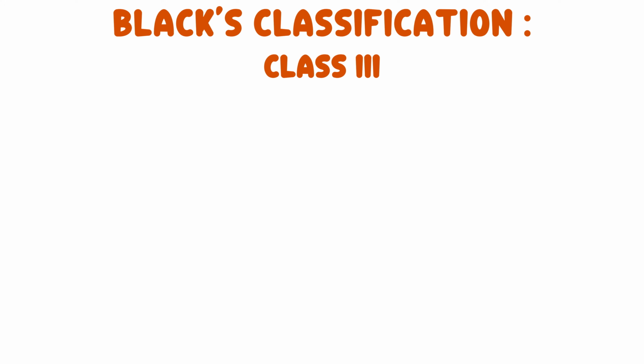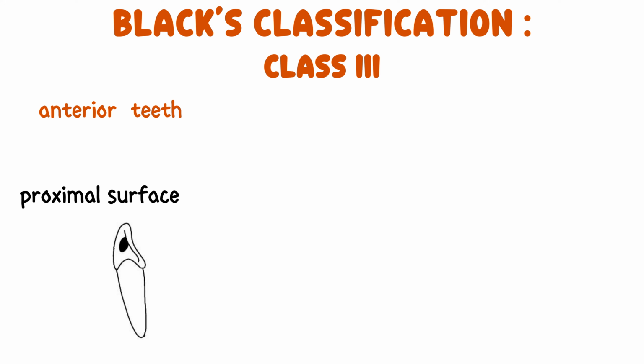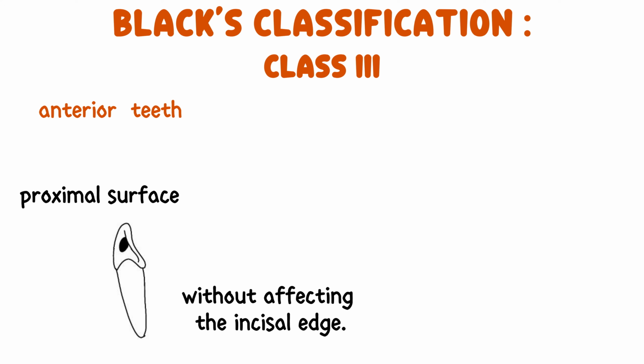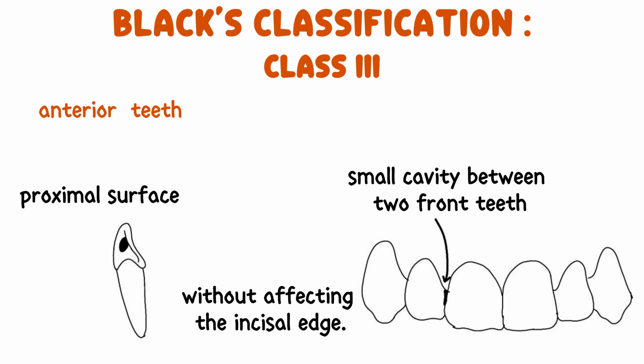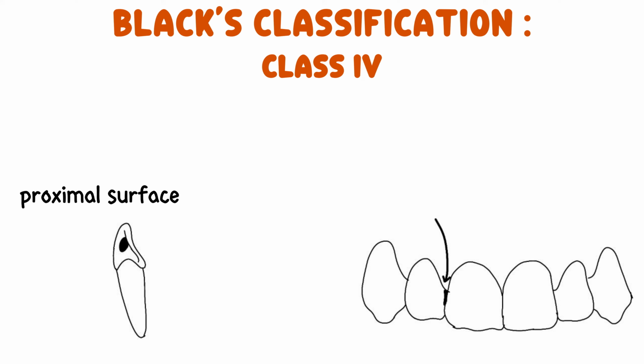Class 3 targets the proximal surfaces of anterior teeth, but without affecting the incisal edge. Think of a small cavity between 2 front teeth. Class 4. Now, if the proximal surface caries extends to include the incisal edge, it's classified as Class 4, as it can affect both aesthetics and function.